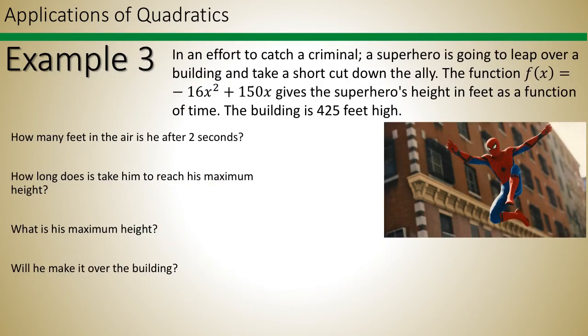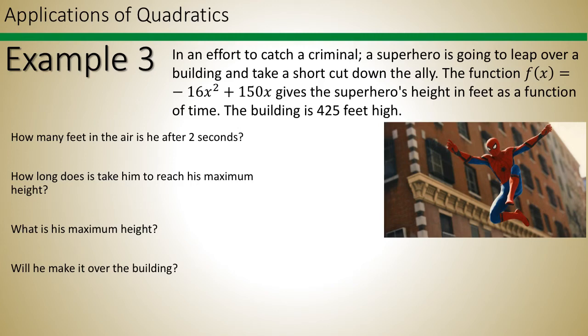So here's another example. It says, in an effort to catch a criminal, a superhero is going to leap over the building and take a shortcut down the alley. The function f of x is equal to negative 16x squared plus 150x gives the superhero's height in feet as a function of time. The building is 425 feet high, okay?